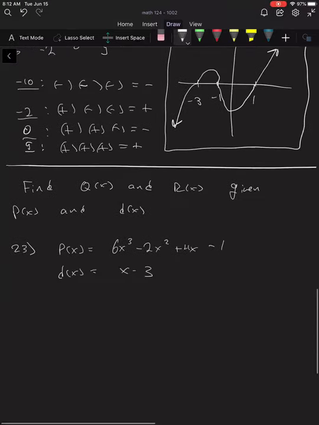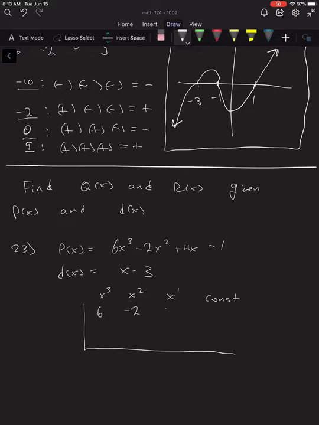Remember, for synthetic division, we put our sign here, and we start with our P of x. The biggest exponent we see is an x to the 3, so we need our x to the 3, 2, 1 and the constant column. The numbers in front of those variables go there. The number in front of x to the 3 is a 6, in front of the x to the 2 is a minus 2, in front of the x is a 4, and the constant term is minus 1. Then the number we put out here comes from D of x. It says x minus 3. Since that's a minus sign, we change that and put a plus 3 over here. So you always do the opposite of the sign.